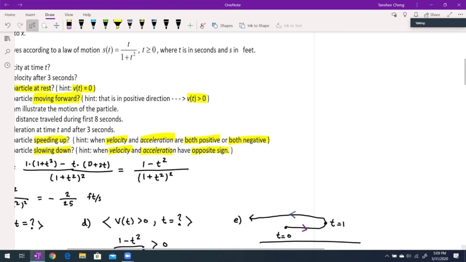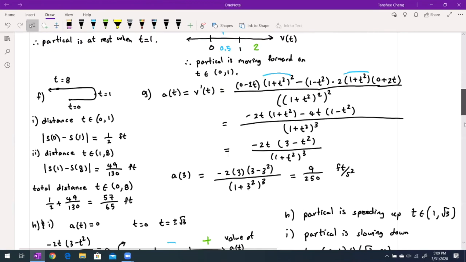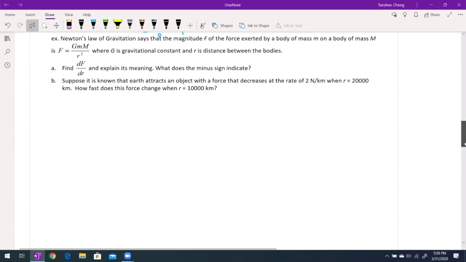All right. So let me move on to the next example. So the next example is basically this.